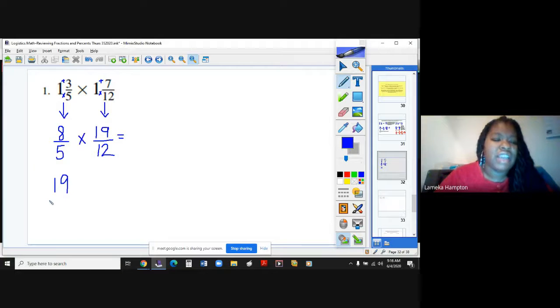Okay, so I am going to come down here, and I want to say 19 times 8. Okay, so this again is just basic multiplication. Okay, so 9 times 8 is 72. So I am going to put my 2 in the ones place. Now I'm going to carry my 7. Then I have 1 times 8 gives me 8. And I'm going to add that to 7. And my answer is 152. So my numerator is going to be 152.